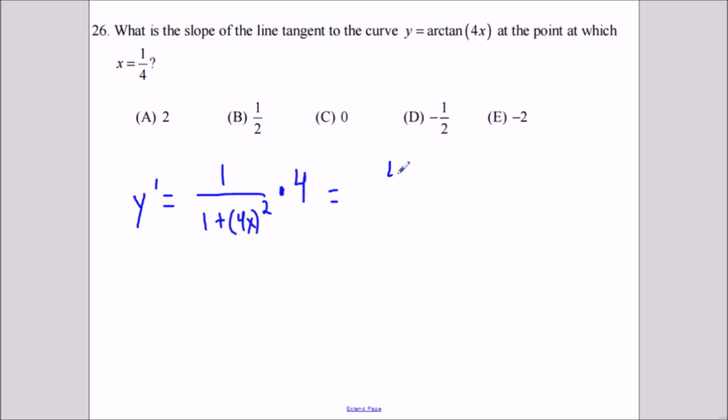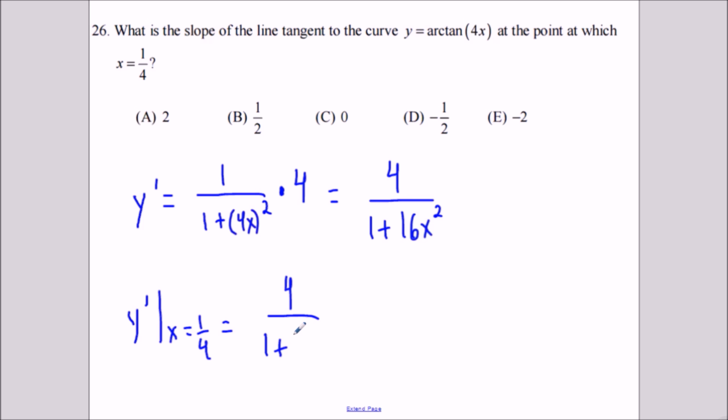So we have 1 over 1 plus the quantity 4x to the second times the derivative of 4x, which is equal to 4. So this is going to give us 4 over 1 plus 16x squared. Don't forget to square the 4 with the x. So then we want to plug in 1/4. So y prime when x equals a fourth is equal to 4 over 1 plus 16. And if we square 1/4, 1/4 times 1/4 is 1/16. So this is going to give us, these will cancel, 4 over 1 plus 1, and 4 divided by 2 is equal to 2. So 26 is choice A.